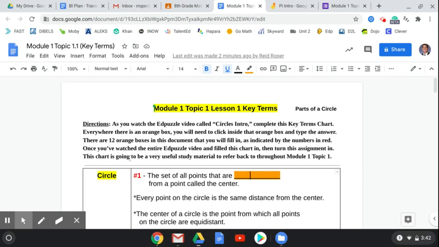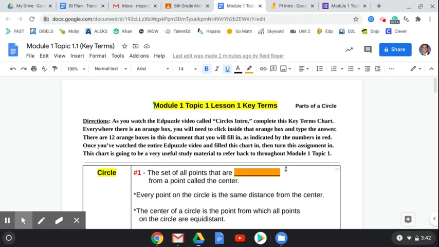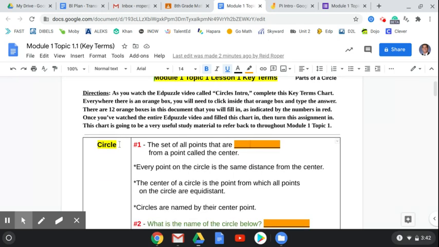This is going to be a very, very helpful chart and study material and resource to refer back to throughout Module 1, Topic 1. So first off, first key term is circle. If I were to ask you, what is a circle? What would you say to me?